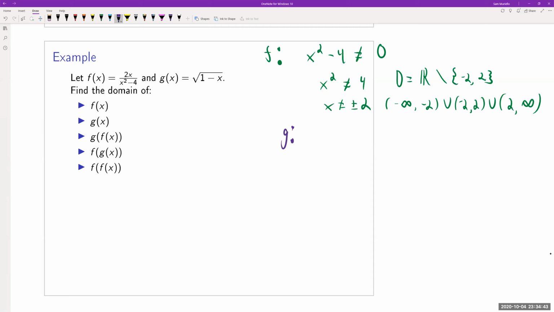For g, square root of 1 minus x, that means that the inside, 1 minus x, must be greater than or equal to 0. This will quickly give me 1 is greater than or equal to x, which means x is less than or equal to 1. So this should be negative infinity, comma, 1.